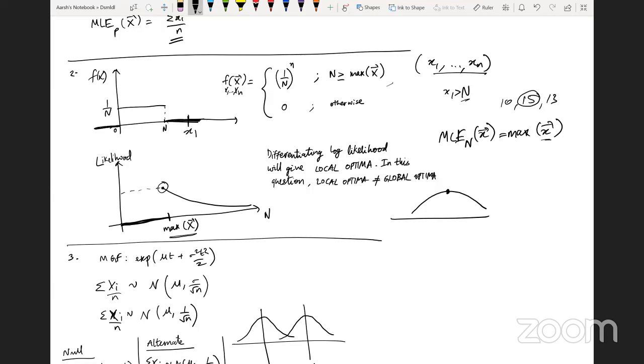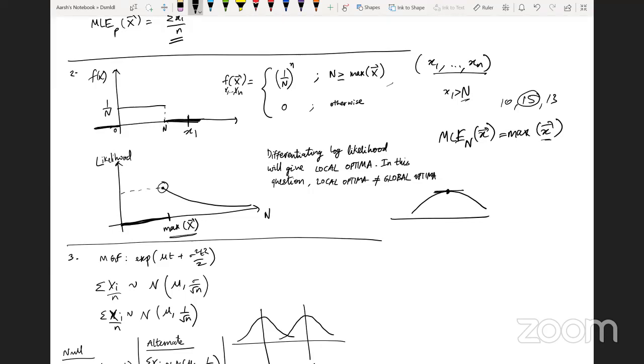This is why differentiation will give us the value where the derivative is zero, which is the maximum value. But in this case, since this function is cut off for n less than the maximum value of x, the values are directly zero. So there is no point where the slope is zero, which would correspond to a local maximum or a local minimum, right? The point of this question was that we must realize that the ultimate objective is just to maximize the likelihood function. In most cases, you can find the log likelihood and differentiate it, but the thing we must keep in mind is just maximizing the likelihood.